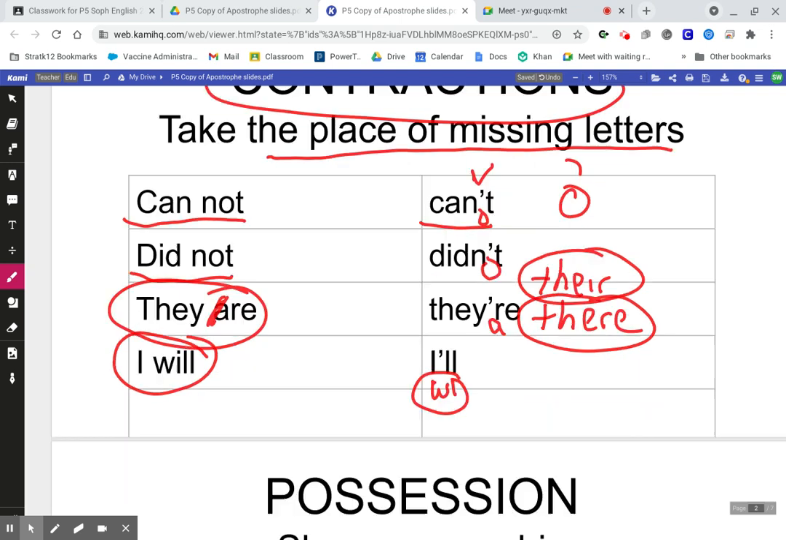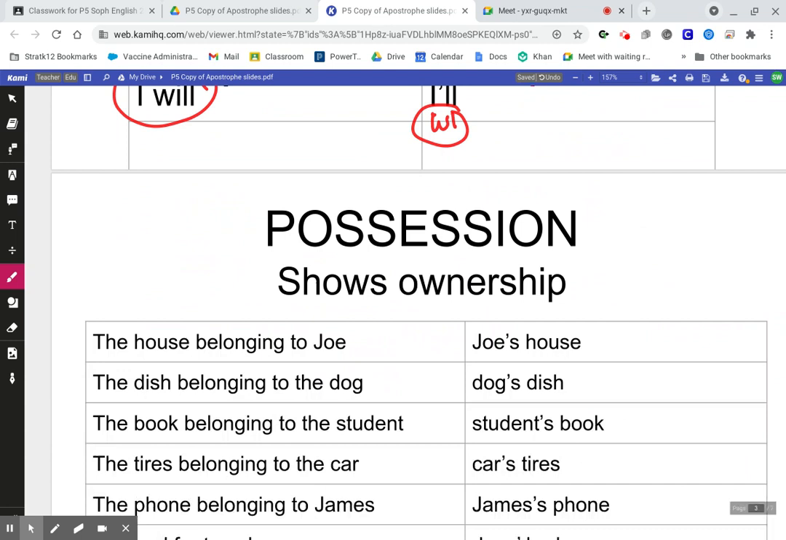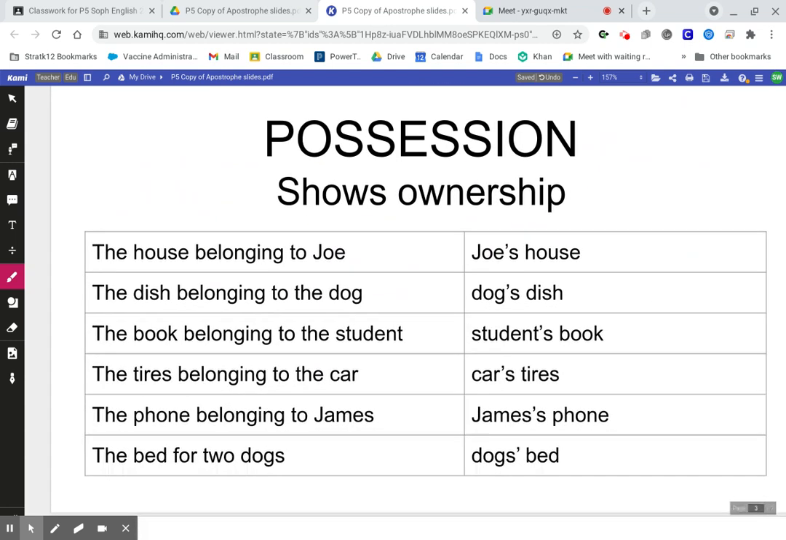Now, unfortunately, in the English language, that same mark, the apostrophe, can be used for other reasons. It can be used to show possession, showing ownership. Somebody owns something. Something belongs to someone. So if you had a house belonging to Joe, it becomes Joe's house. Notice the apostrophe. If you have a dish belonging to the dog, it becomes the dog's dish. Now notice the apostrophe is going after the owner.